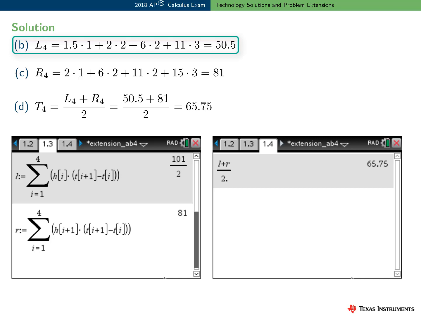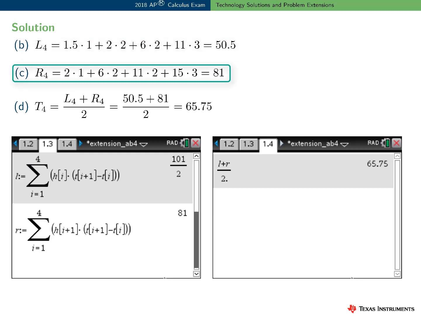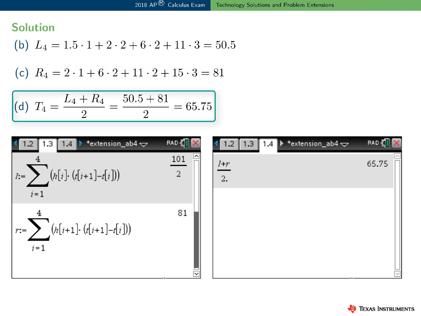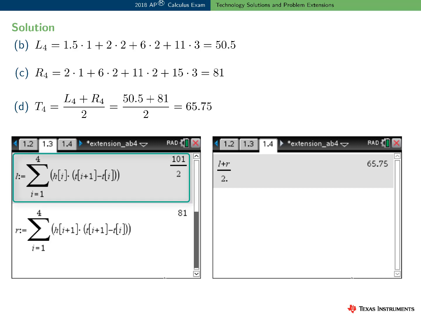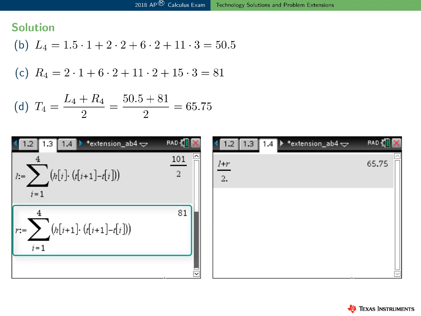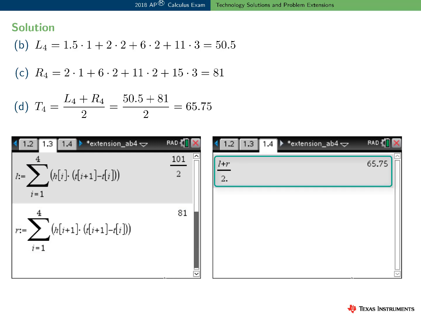Here's the left Riemann sum using 4 subintervals as indicated by the table of values. Here's the right Riemann sum, and the trapezoidal sum is the arithmetic mean of the left and the right Riemann sums. Here are some technology solutions. Using the same lists and spreadsheet page with the values of t and h, here's the left Riemann sum, here's the right Riemann sum, and here's the trapezoidal sum.